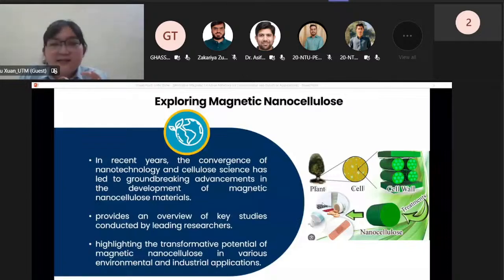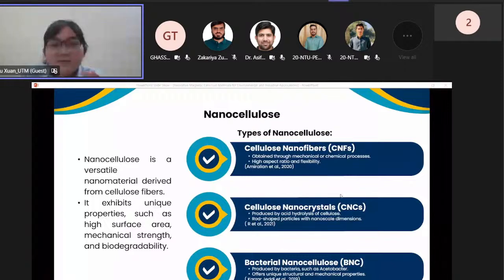Now, let's understand the foundation of our exploration, nanocellulose. This versatile nanomaterial derived from cellulose fiber exhibits unique properties such as high surface area, mechanical strength, and biodegradability. We will explore three main types: the cellulose nanofiber CNFs, cellulose nanocrystal CNC, and bacterial nanocellulose BNC, each with distinct characteristics and application.